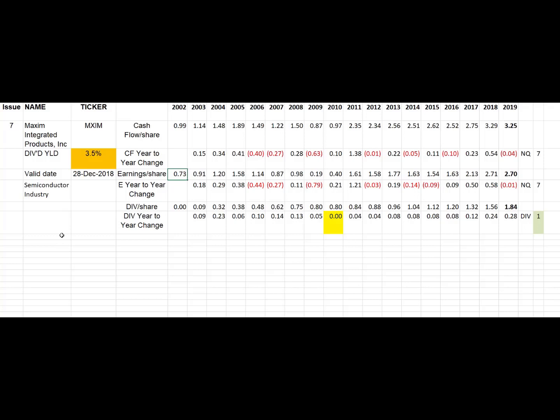Next up, Maxim Integrated Products. Now we've changed industries. We're in the semiconductor industry. Yes, a company in the semiconductor business is making our list, and for dividends, a Div 1. Here was their one flat year here. Notice that it was 09 to 10, so again, that was kind of a rough time in business. But they're throwing off 3.5% in their yield. So for income investors, this might be something worth looking at, especially if you want to diversify into some other good dividend payers.